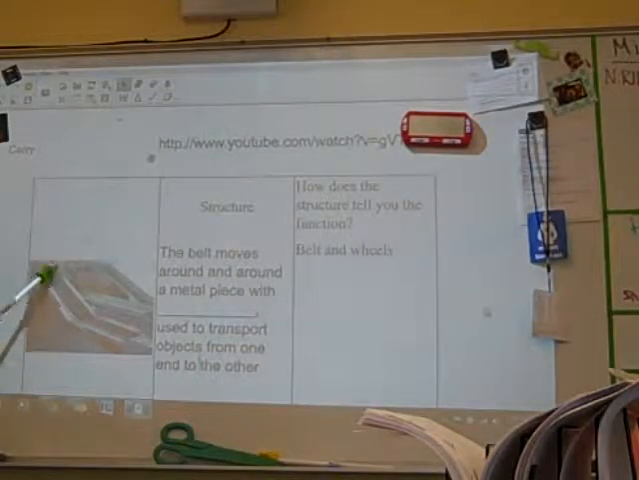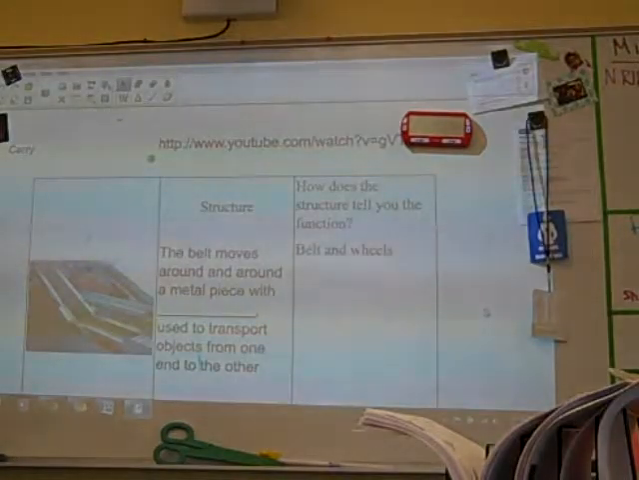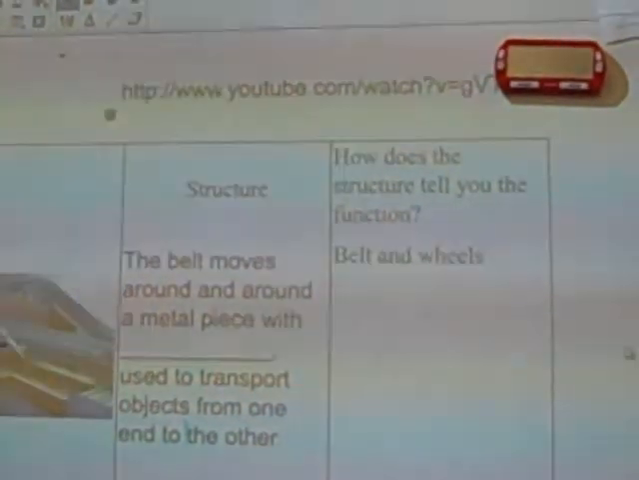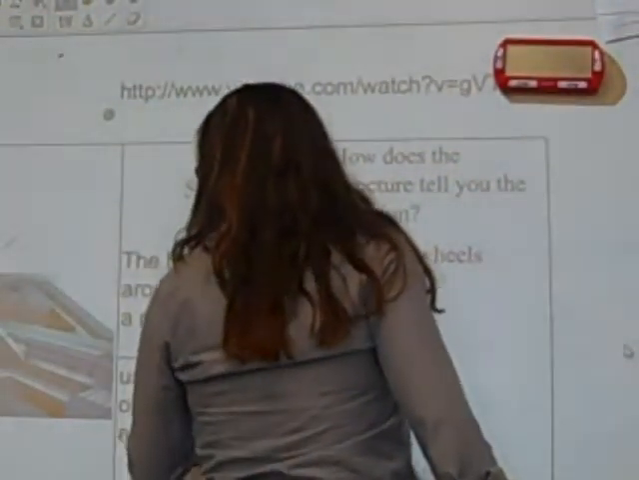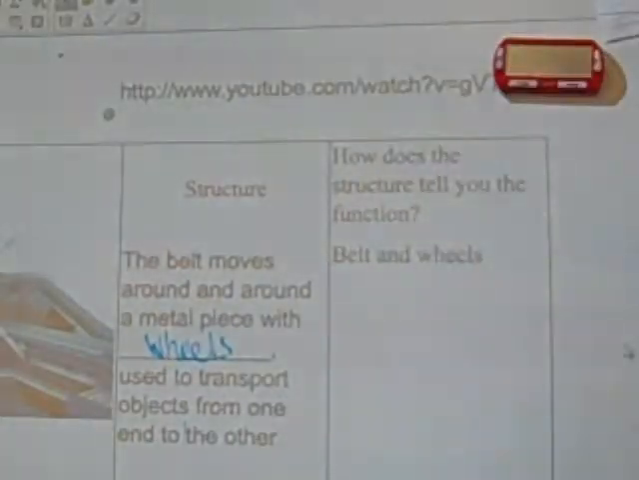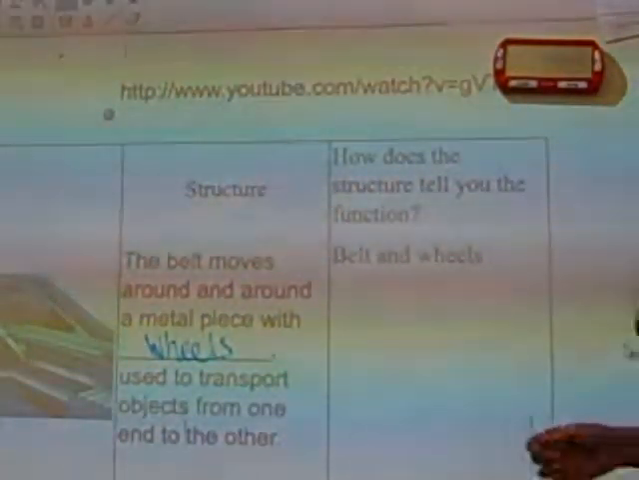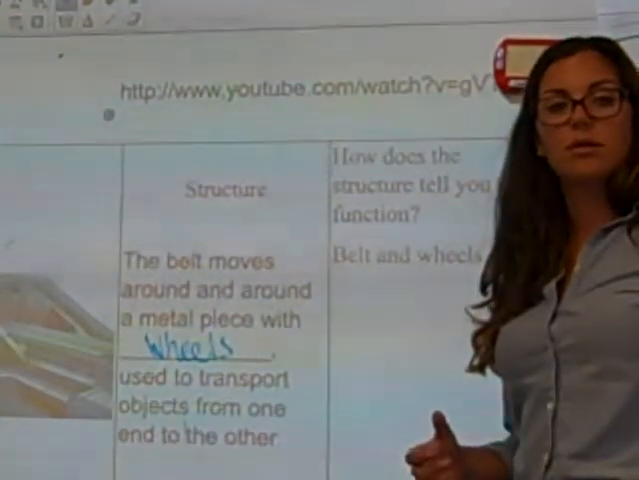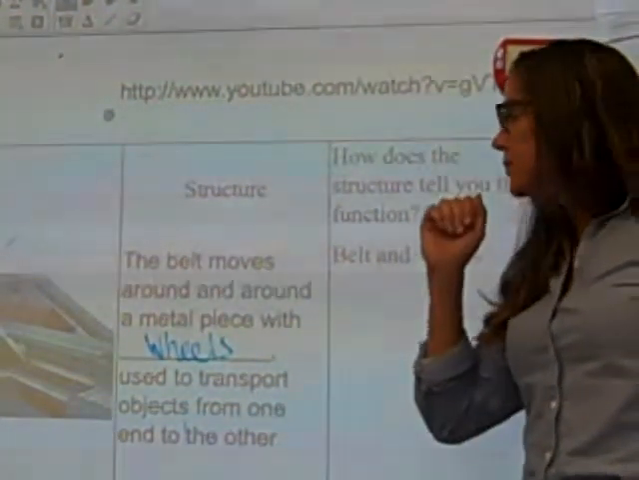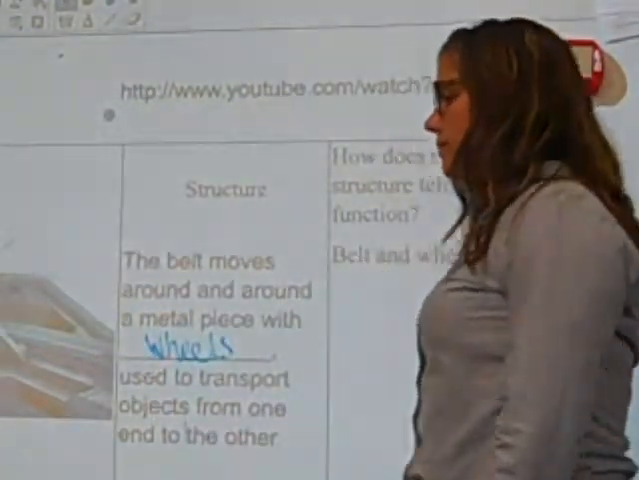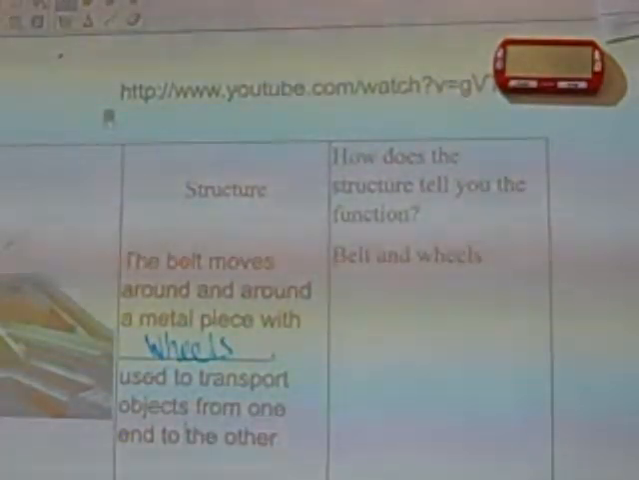Carry. We're going to talk about this here. The belt moves around and around a metal piece with wheels. It's used to transport objects from one end to the other. Okay. Actually, let's watch the video. Just click on the globe right there. This is very quick. Make it big.